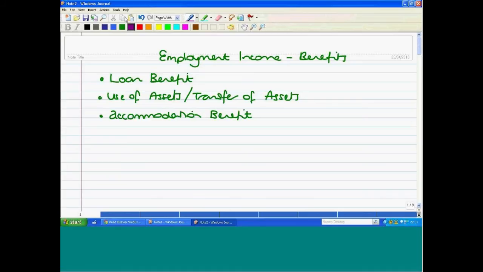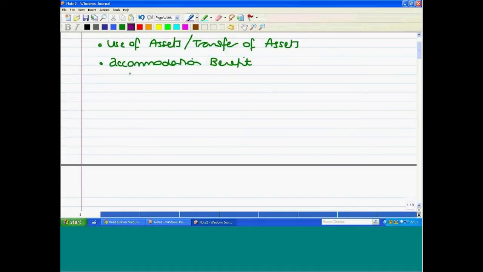Now, these four benefits have set rules. However, there's various twists which actually students fall for in the exam. So what I want to do in this session is highlight those twists and make sure we're looking out for them. Now, the first one I'm going to start with is the loan benefits.